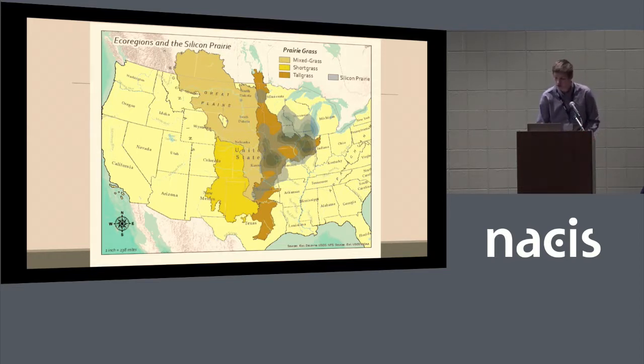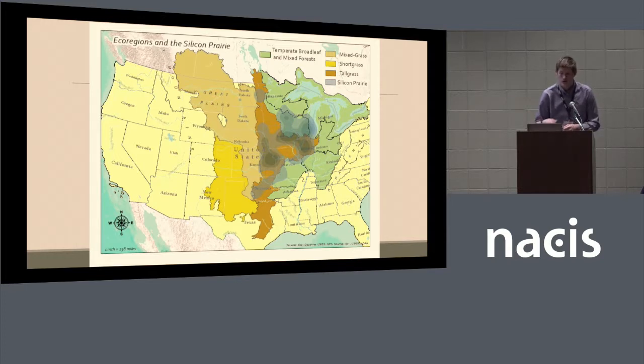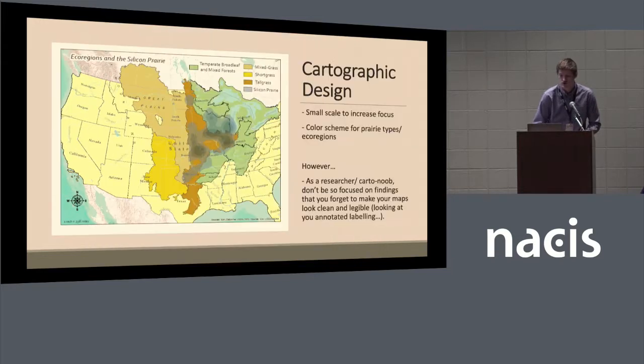outside of tall grass. And so throwing in our last boundary of temperate broadleaf and mixed forest, we see that the rest of the Silicon Prairie actually extends into this brand new ecoregion that isn't even considered a prairie, which is super, super interesting. So looking at the cartographic design of this, of course, we zoom out, we look at the different ecoregions that are involved.